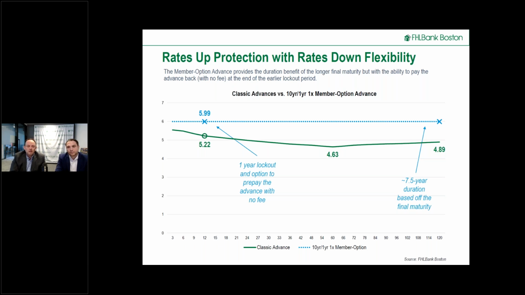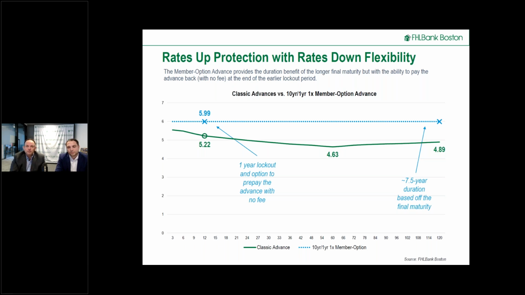So in this example, it's a 10-year maturity advance with a 1-year lockout period. And then at the end of that lockout period, you, the member, have the option to pay back the advance with no fee. Because you have the option and it is a 10-year maturity, it has about a 7.5-year duration, which we'll see in a little bit, can provide an awful lot of value. And you have, at the 1-year mark, the ability to prepay it.